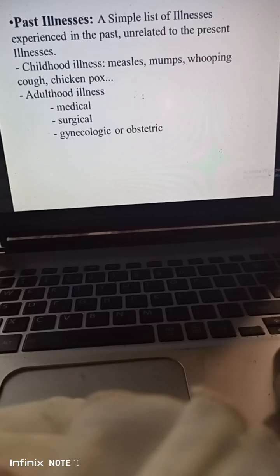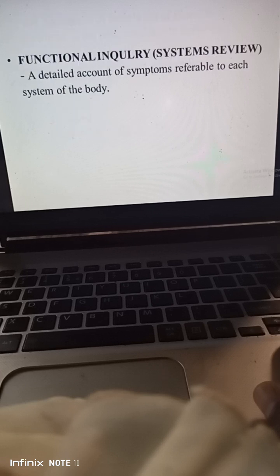Past illness. In the past illness, you have to mention history of childhood illnesses like measles, mumps, whooping cough, chickenpox, and any other adult onset illnesses that could be medical, surgical history, or other gynecologic and obstetric history should also be mentioned. And the next important part of history is functional inquiry, or we call it systemic review.